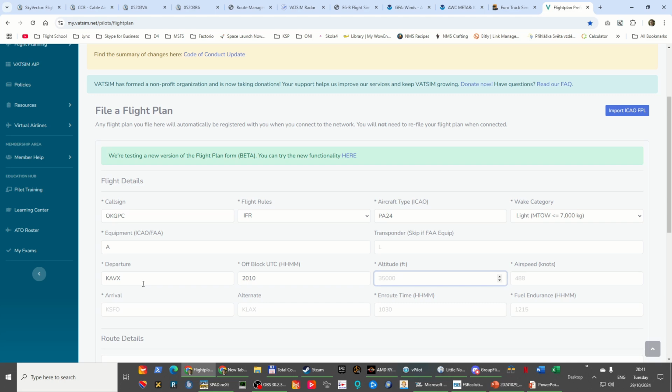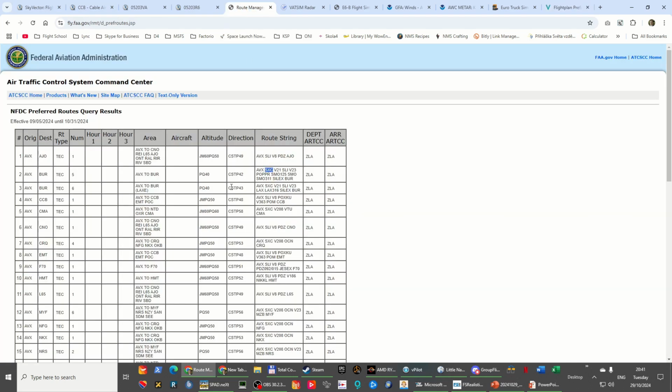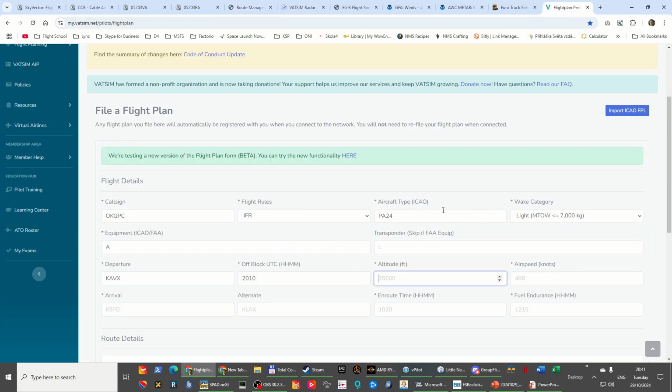2010. Altitude. Altitude was 5,000, wasn't it? Yes, 5,000 feet. Airspeed, that depends on your aircraft. I will file 150, or actually 145. Arrival KCCB, alternate. I will not file any alternate. Weather is perfect today. En route time.